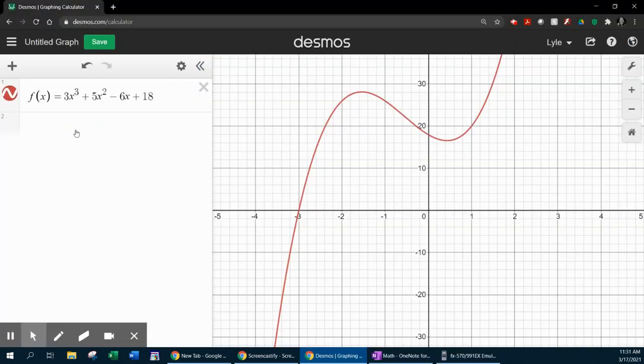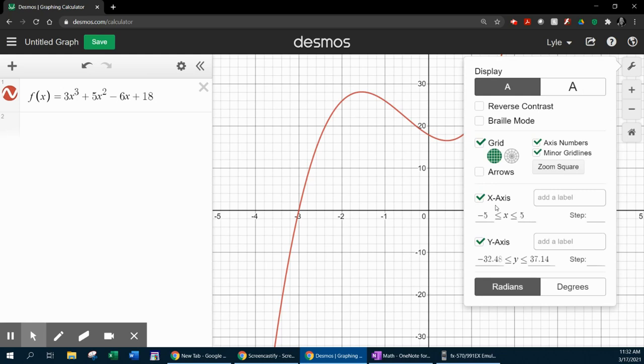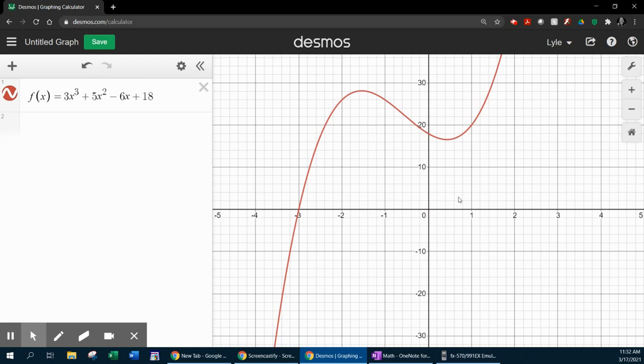So what I've done is a little Desmos magic here. I put the function into Desmos, and then to get this nice, beautiful graph, I actually had to come up here to the wrench, and I had to adjust the x-axis and the y-axis boundaries a little bit. Notice that the x-axis goes from negative 5 to 5, but the y-axis goes from negative 32 to 37. So I did have to distort the axis to make this nice smooth curve.